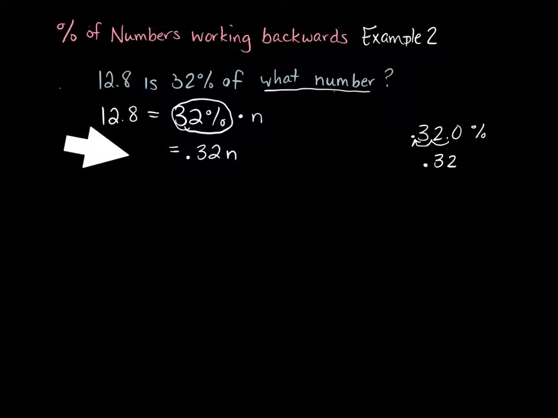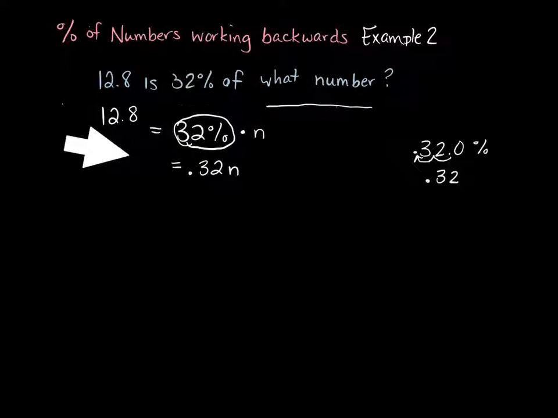And now you have a pretty equation. So this step right here is really important. Don't forget to change your percentage into a decimal before you move on, or your whole problem will be wrong. Now you can continue solving your equation. Divide both sides by 32 hundredths to isolate your variable.